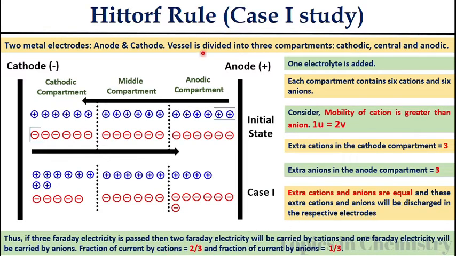So from this case 1 study, you can see the extra number of cations and the extra number of anions are equal, and they do not depend on the speed of the ions.